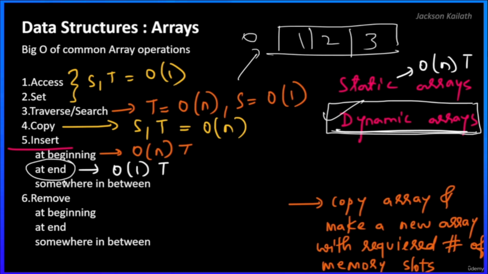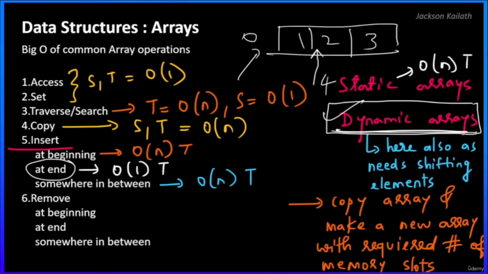Now let's proceed. If you want to insert somewhere in between, let's say we want to insert a value in between 1 and 2, which is let's say 4. In that case, this is going to be an O of n time operation, because again, we have to make a copy of the array and we have to re-index the elements. So even in the case of a dynamic array, we'll have to shift the elements. And again, for that, it's going to be an O of n time operation.